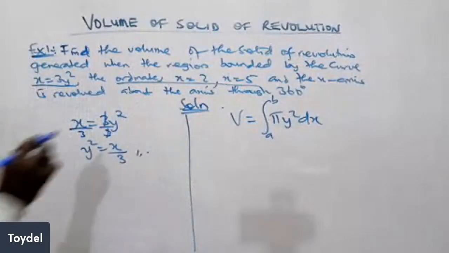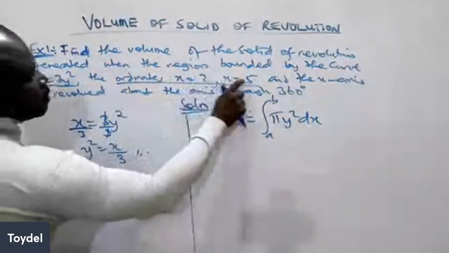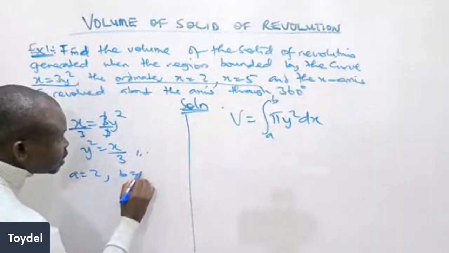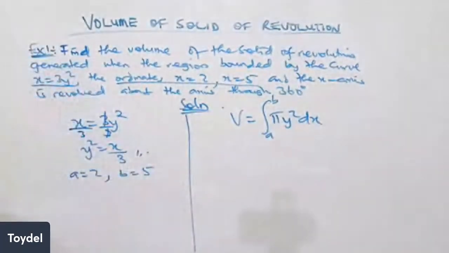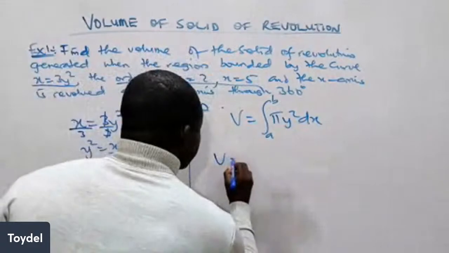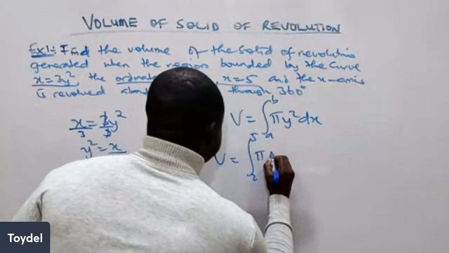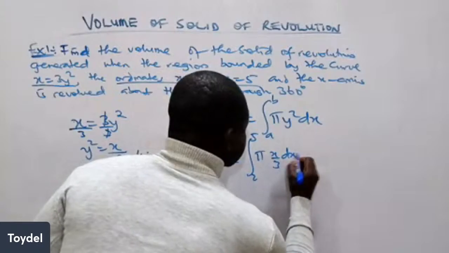Then what is the value of a? a is the value of x when x is equal to 2, and b is when x is equal to 5. So a is equal to 2, and b is equal to 5. So what will be the volume? The volume of the solid by formula will now be the integral from 2 to 5 of pi y squared, which is x all over 3, dx.